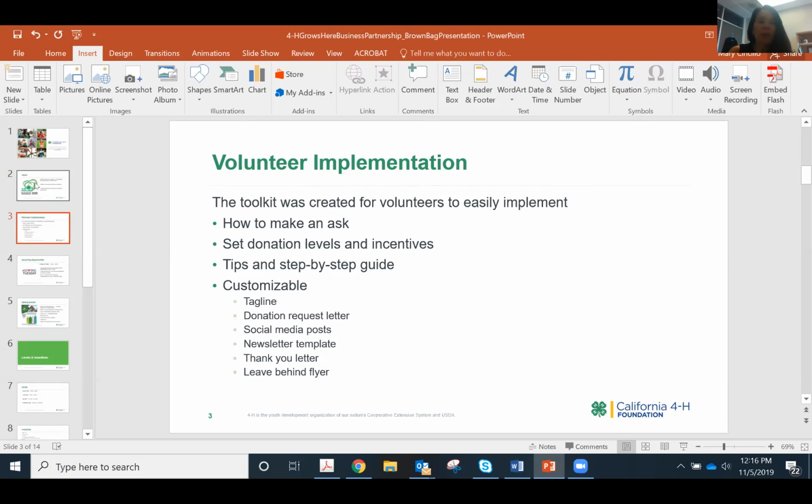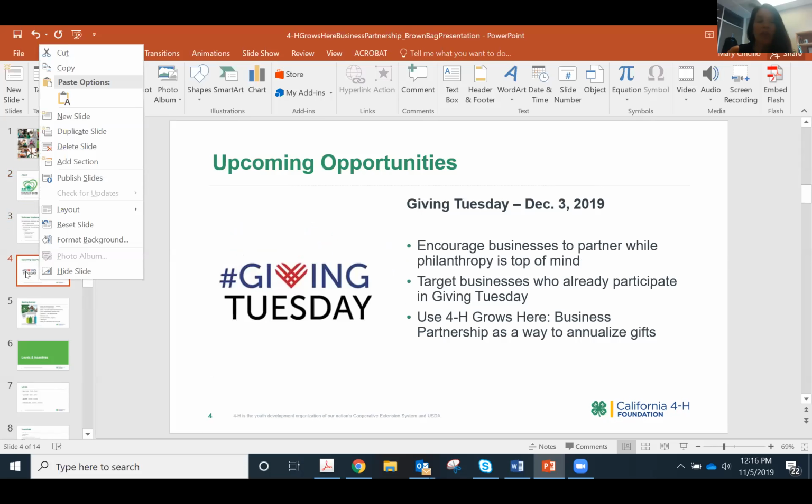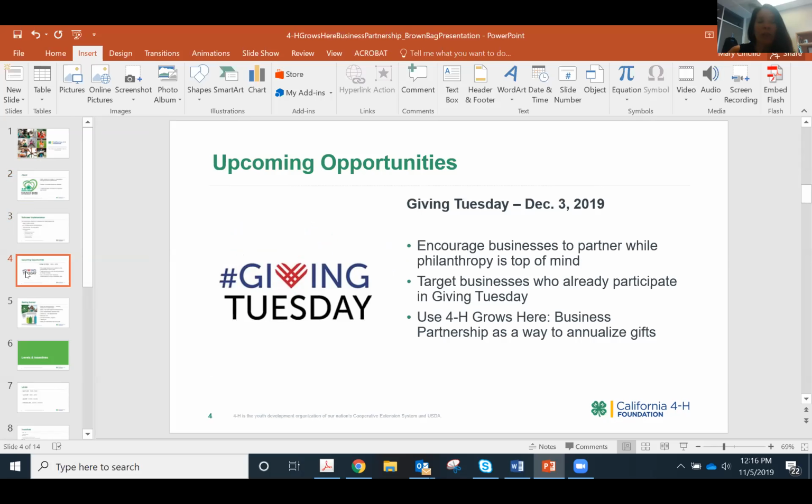We also made little window clings that look like this image. So if you do get a donor, a sponsor, you can give them one of these. I have them here, and if you're ready to go out and start asking businesses for gifts, I'll send you a stack of these, and then you can give this to them to display in their window and show that they are a proud 4-H Grows sponsor to your program.